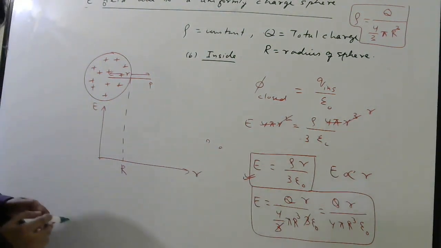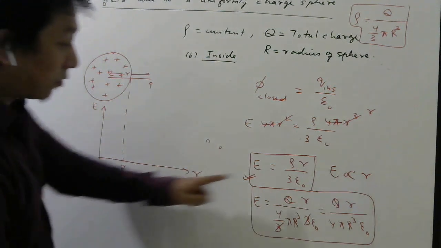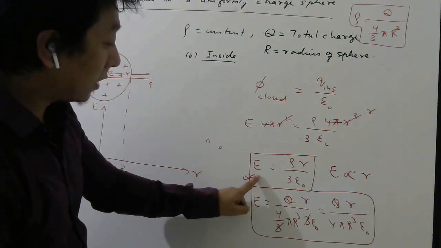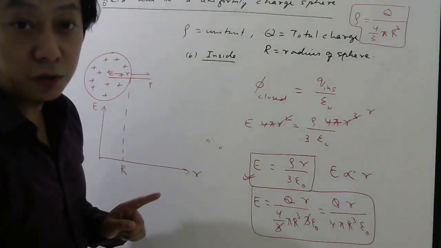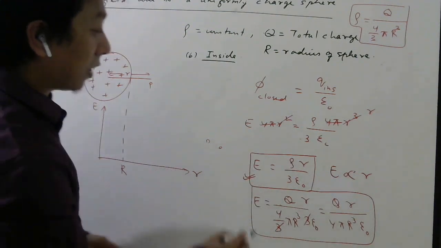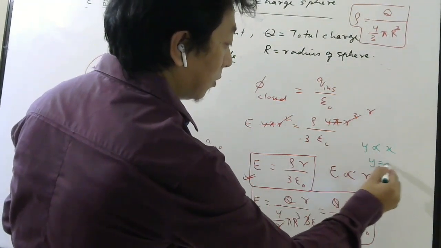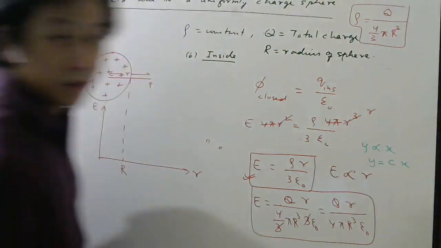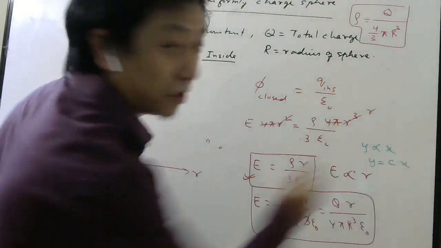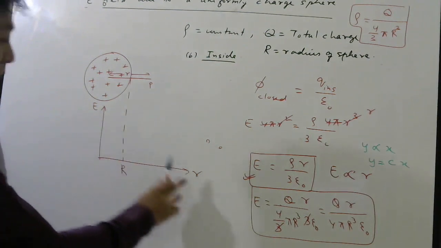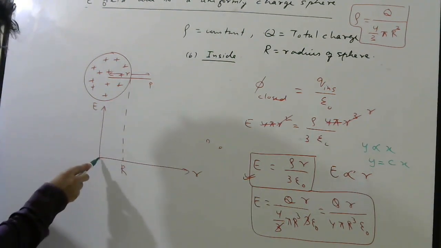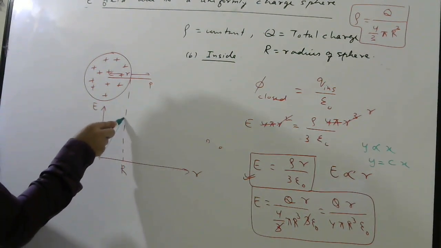Now how will the graph look? Inside, this is the formula. So inside electric field is directly proportional to r. Directly proportional to r means it is like y proportional to x. So how will the graph be? y equal to constant times x. So this is the equation of a straight line. So since E is proportional to r inside, the graph will look like this.